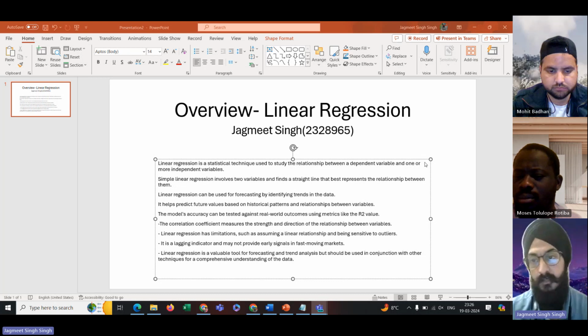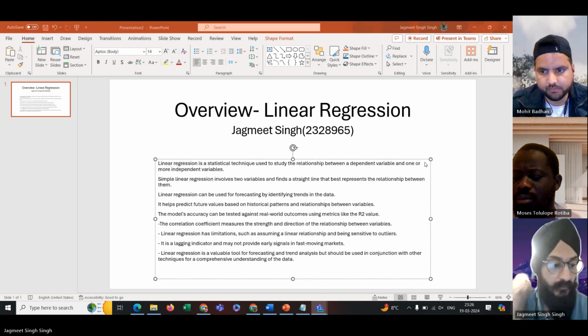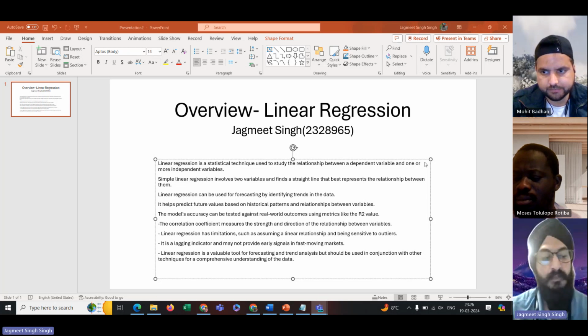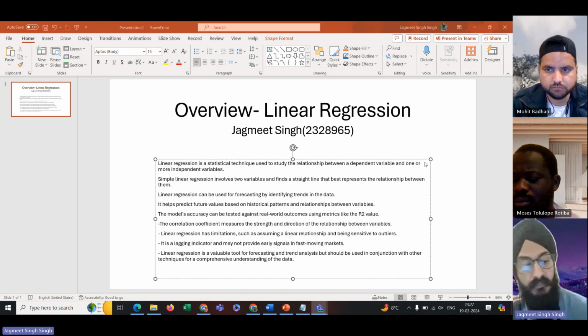Although linear regression has its limitations as well. It assumes a linear relationship between variables, which may not always be the case in a real world situation. There are also outliers or extreme data points that can have a big impact on the result. Additionally, linear regression is a lagging indicator, meaning it may not give early signals in rapidly changing markets.